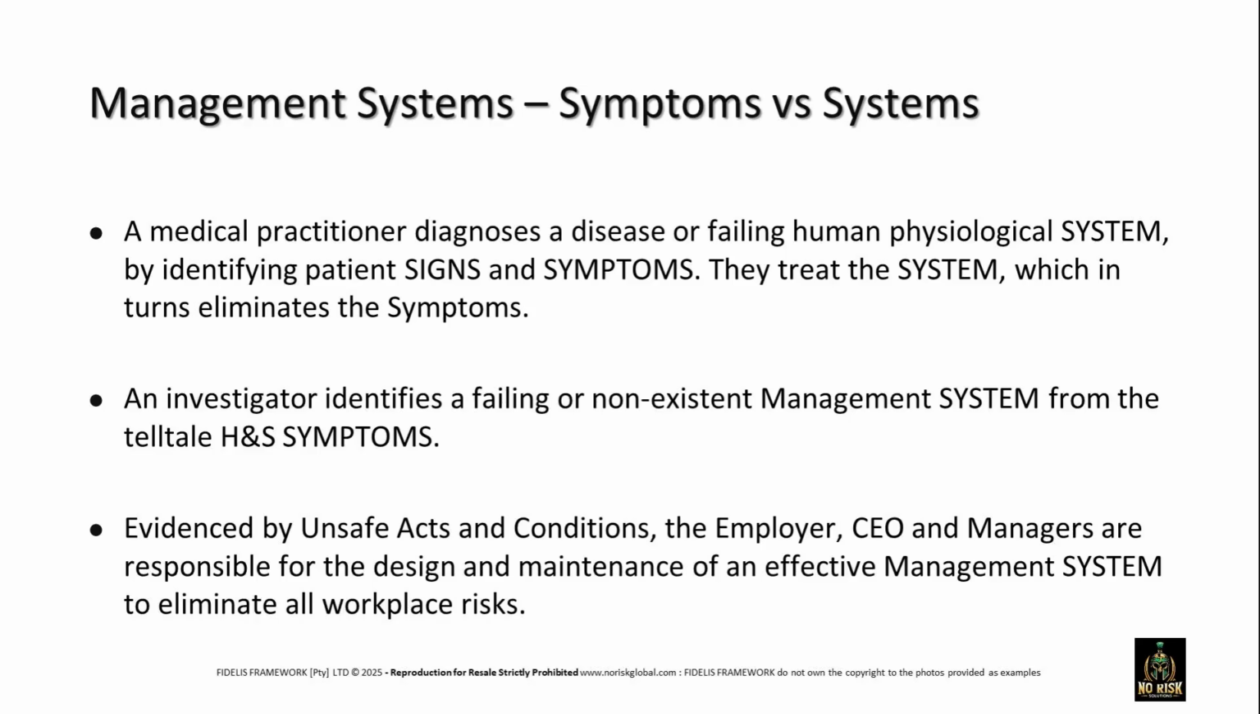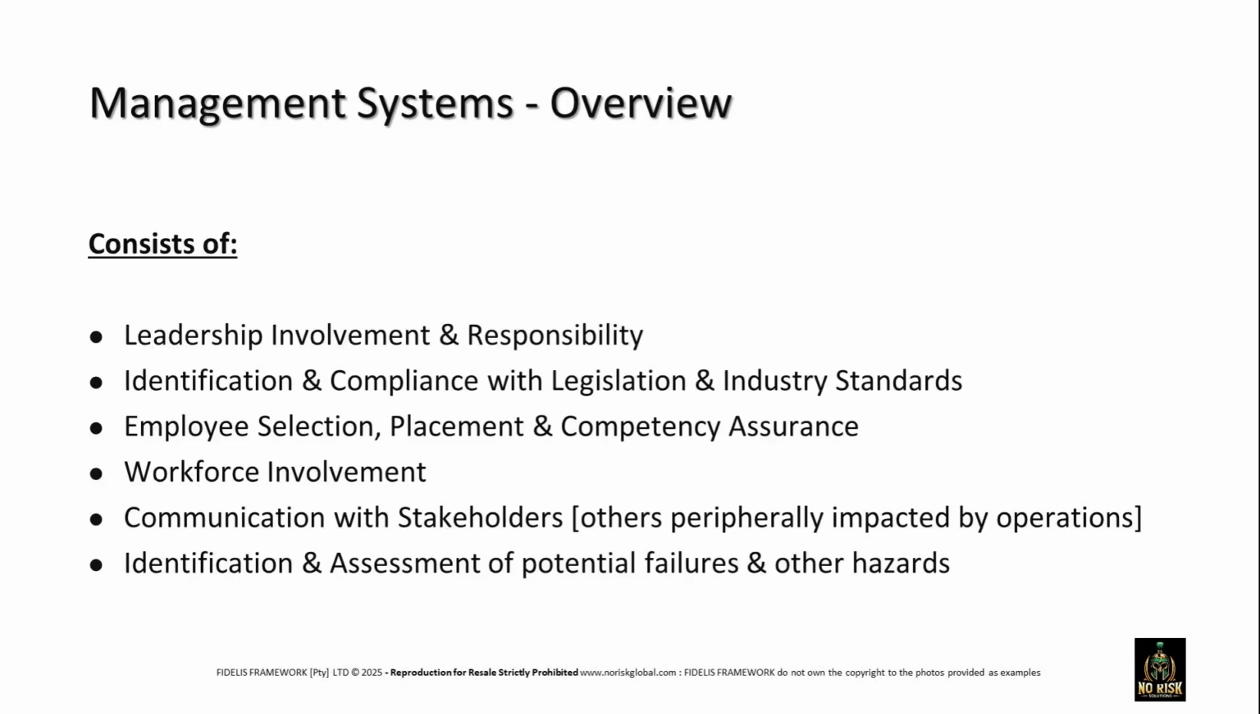Just like a medical practitioner diagnoses a disease, identifying symptoms in management systems can reveal underlying issues. Addressing these symptoms is key to maintaining a safe workplace. Effective management systems involve leadership, compliance with legislation, employee selection, and stakeholder communication. These components ensure a robust safety framework.